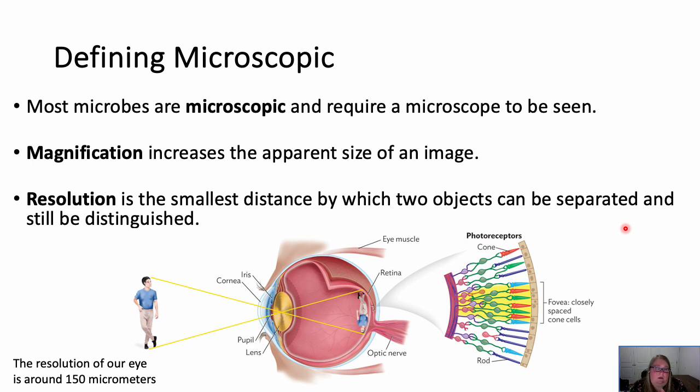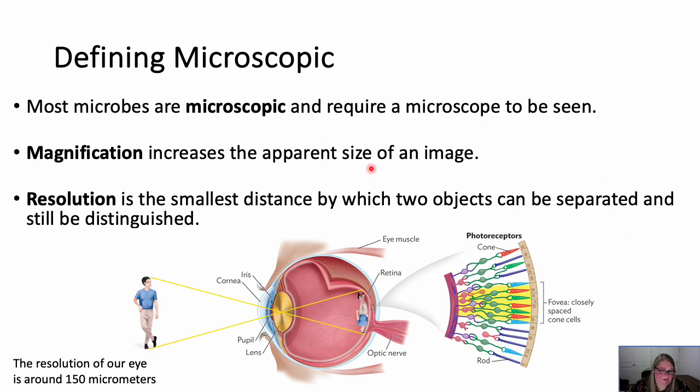Now, let's talk about the human eye, because our human eye kind of acts like a microscope. So our eyes have very high resolution. Okay, so the human eye has a resolution of around 150 micrometers.